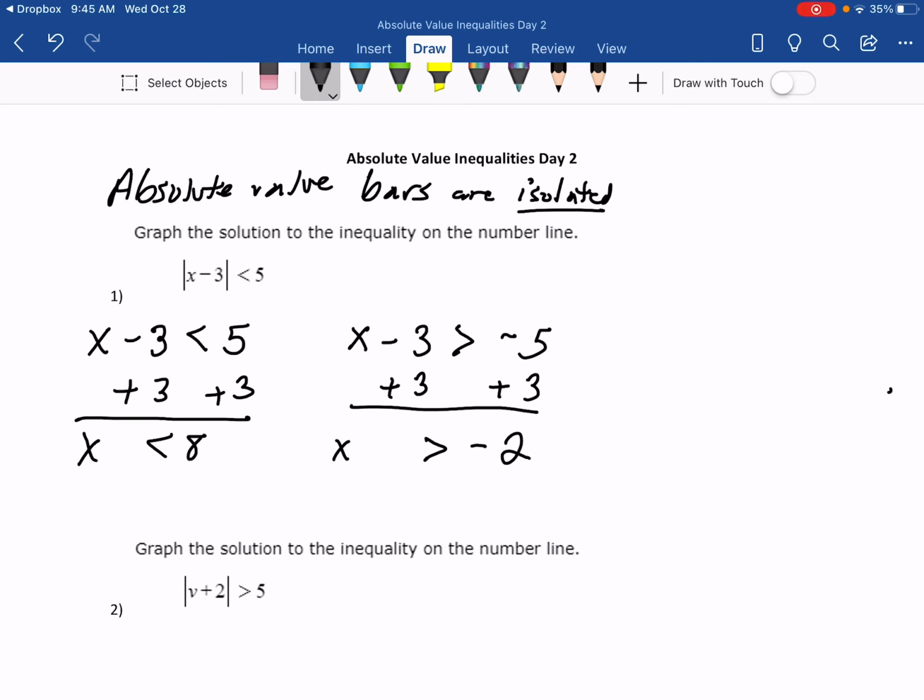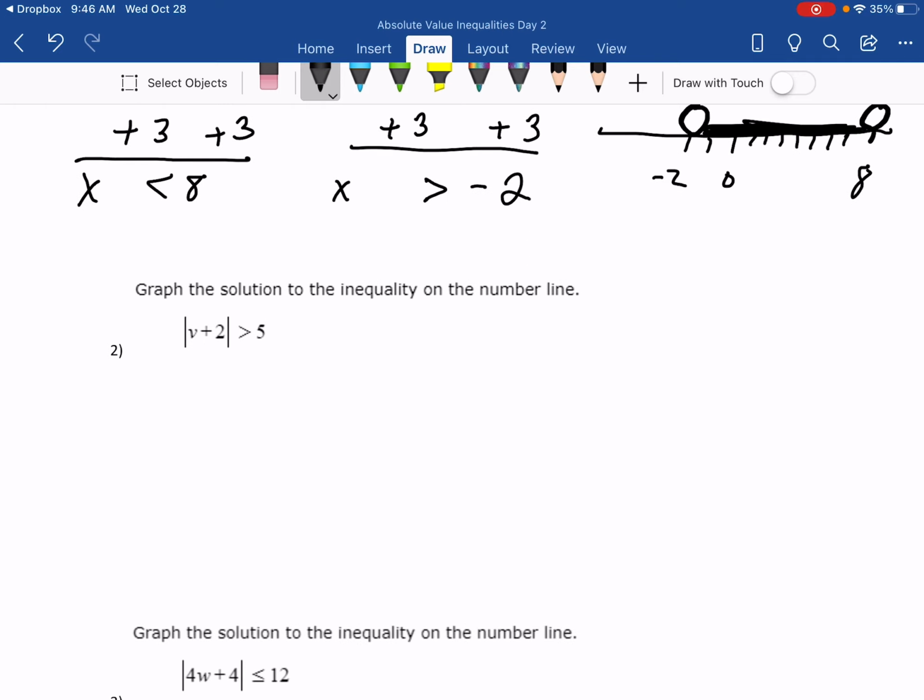So on the number line, here's 0, negative 1, negative 2, 1, 2, 3, 4, 5, 6, 7, 8. So less than 8, open circle, going left, and then greater than negative 2, open circle going right. So we have a right arrow and a left arrow, meaning we're going to shade in between the two values. And that's your graph.